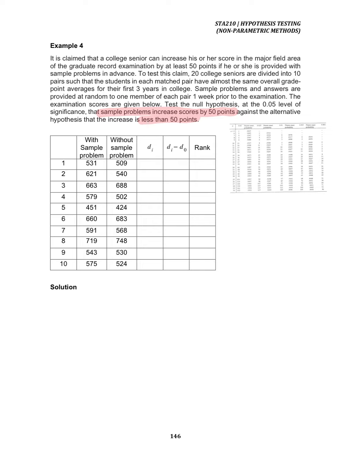Okay, which is 20 college seniors divided into 10 pairs. Okay, so apa yang kita ada kat sini adalah dia punya score lah. So the score in terms of with sample problem and without sample problem. So what should we do in order to conduct the Wilcoxon rank test?